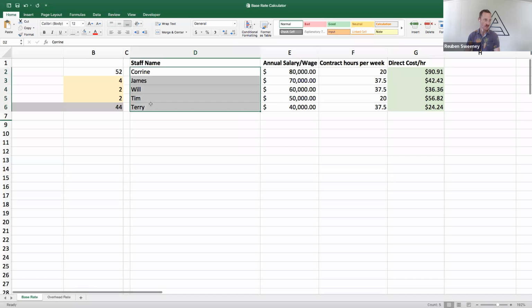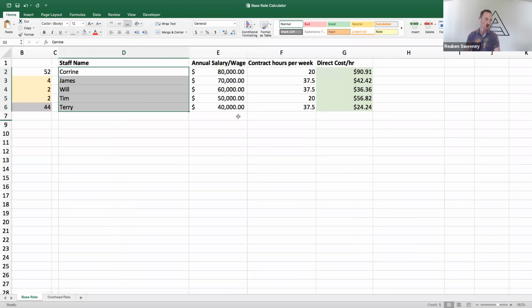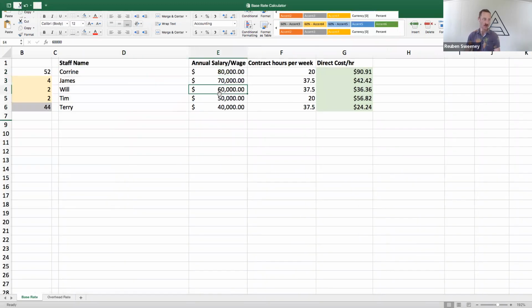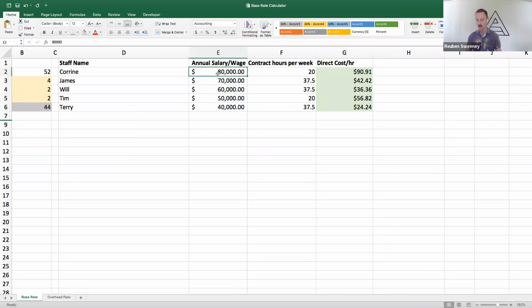Now we've got our people. There's everyone who works for us, and for some of you that might be quite long. And what we want to put in here is what we pay them per year, including any other benefits like super and any other remuneration they may receive.